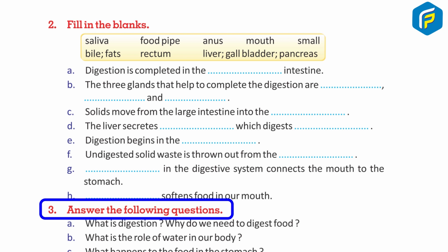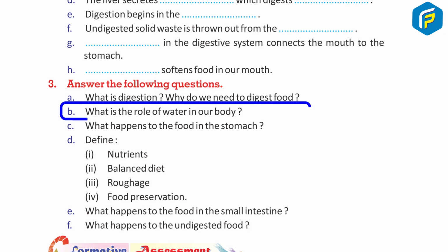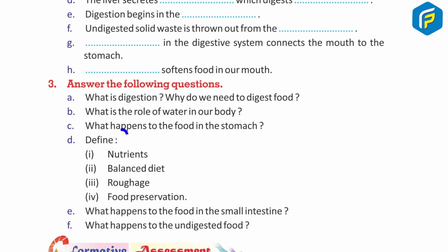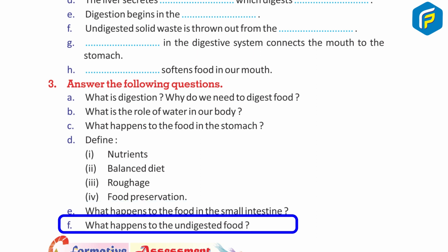3. Answer the following questions. A. What is digestion? Why do we need to digest food? B. What is the role of water in our body? C. What happens to the food in the stomach? D. Define: 1. Nutrients. 2. Balanced diet. 3. Roughage. 4. Food preservation. E. What happens to the food in the small intestine? F. What happens to the undigested food?